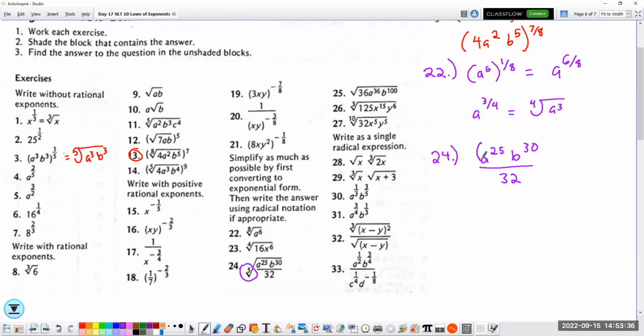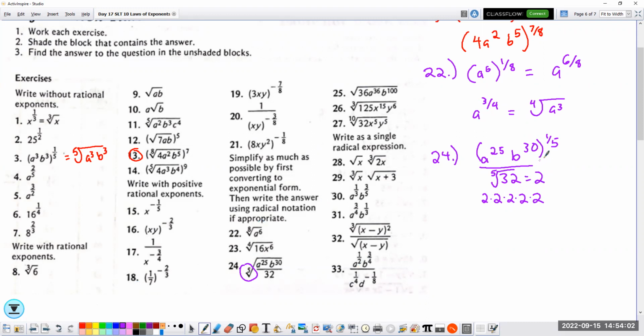So in the numerator, yeah, I'm going to write that to the 1/5 power, but I'm going to pause here because 32 is a perfect 5th root. I can take the 5th root of 32 because 2 times 2 is 4, times 2 is 8, times 2 is 16, times 2 is 32. The 5th root of 32 is just 2.